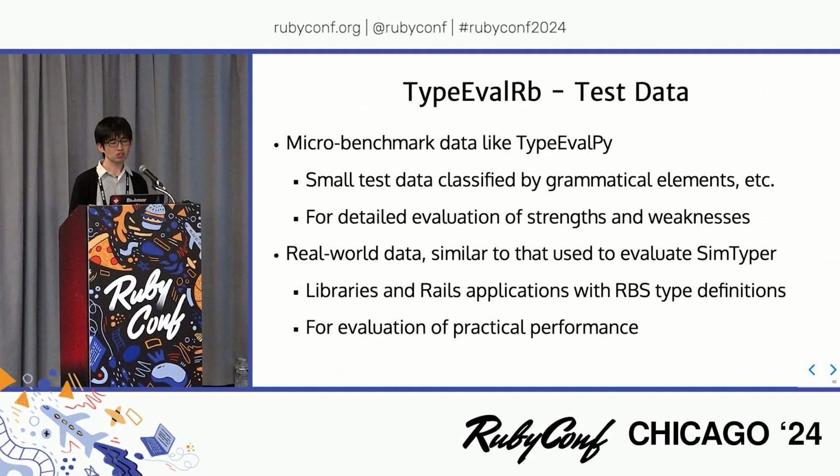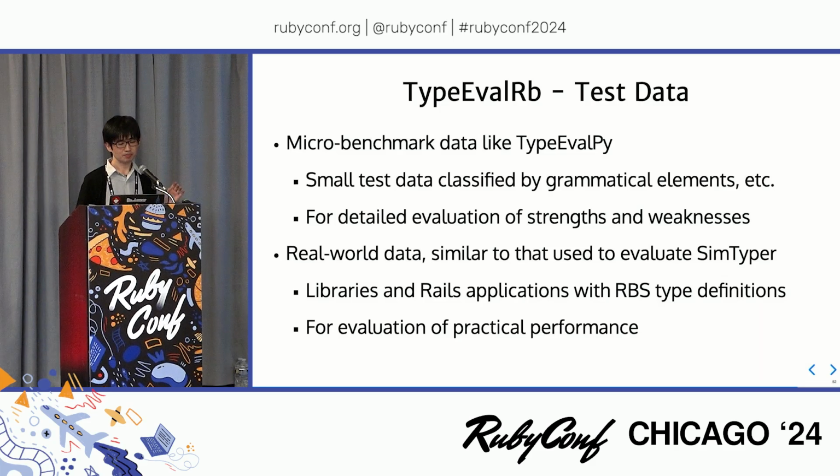Next, what should we use for test data? Micro benchmarking and real-world data each have their own advantages. So both should be prepared and used according to the purpose. Like TypeEvalRb, micro benchmark data is categorized by grammatical elements. Using these test data, a detailed evaluation that shows the strengths and weaknesses of each method should be possible.